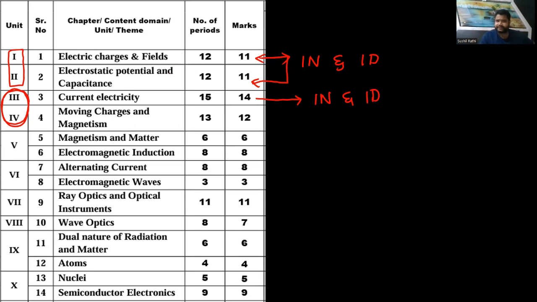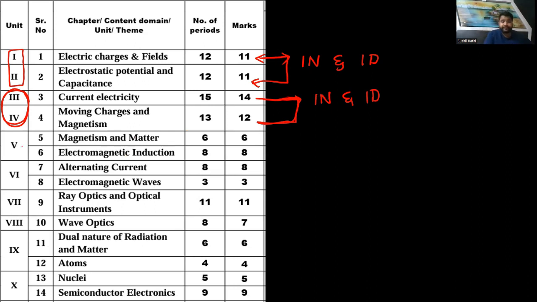So I feel that current electricity is a very important chapter where they may ask you a numerical. They may ask you a numerical from that chapter. But what will happen then? A derivation will come from moving charges and magnetism. Are you getting the point? So if the numerical comes from current electricity, then the derivation might come from moving charges. But current electricity is such an important chapter, they might ask a derivation from there too.